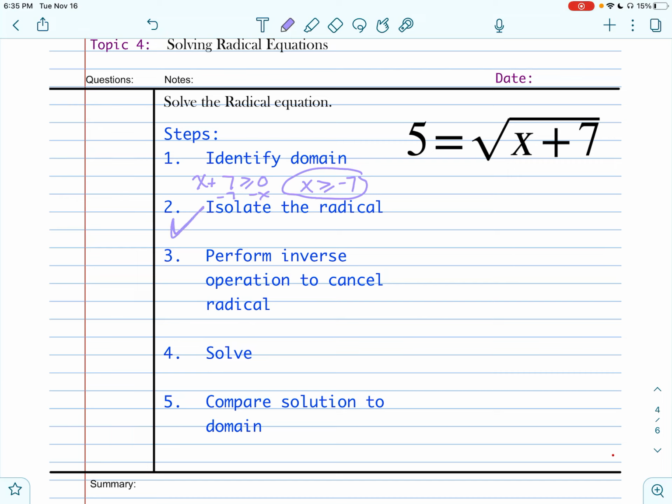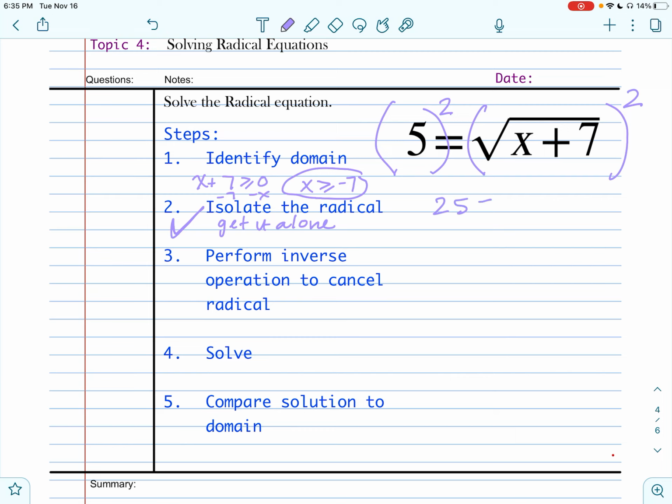Isolate the radical means get it alone, meaning there's nothing multiplied in front of it, there's nothing added to the end of it, and so on and so forth. Then it says perform inverse operation to cancel the radical. Well, to get rid of a square root, I square. And if I do it to one side, I have to do it to the other. So that's step 3.